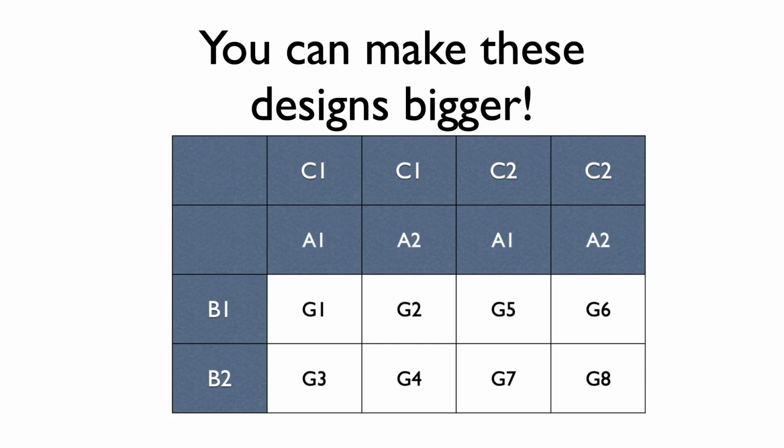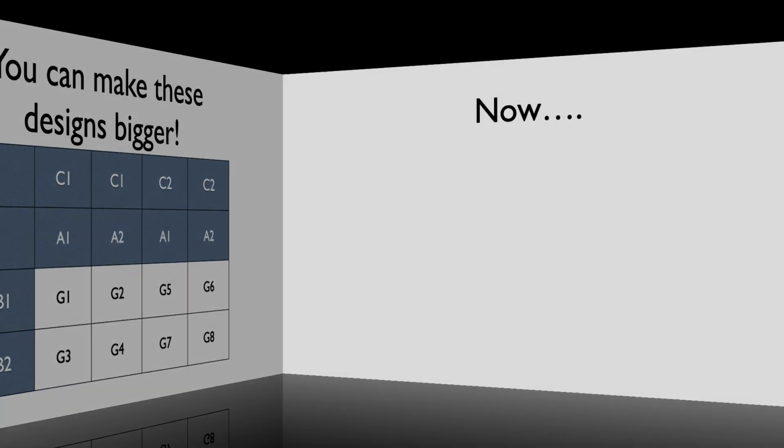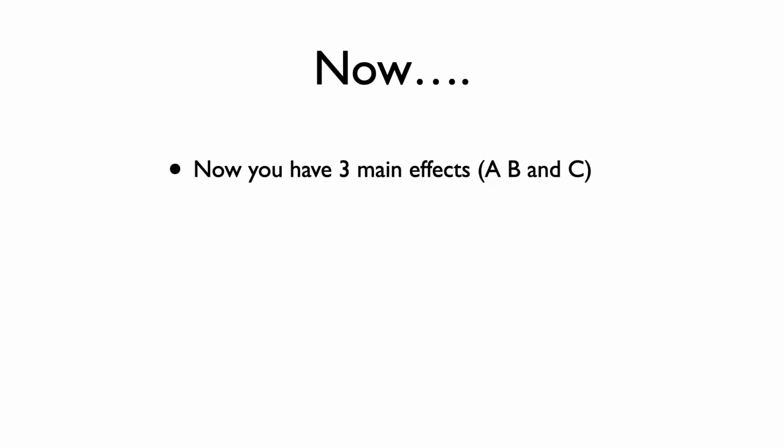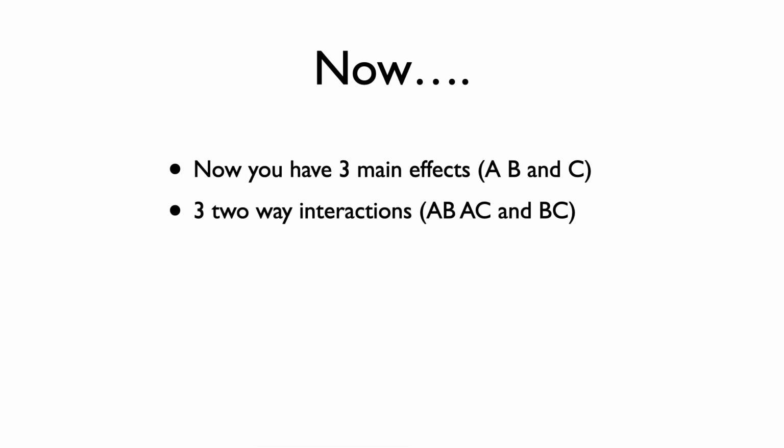So this is just a 2 by 2 by 2. This is a 3-way ANOVA. Okay? It's a 3-way ANOVA. So now what happens? Now we have 3 main effects, A, B, C. What were they? Retention interval, memory test type, and presentation, mass versus distributed. We have 3 two-way interactions, AB, BC, and AC. And we have a 3-way interaction, ABC.